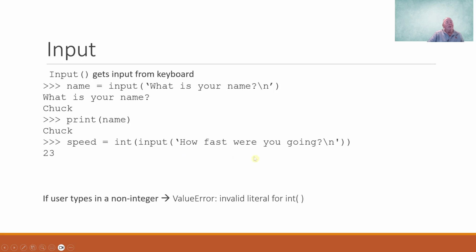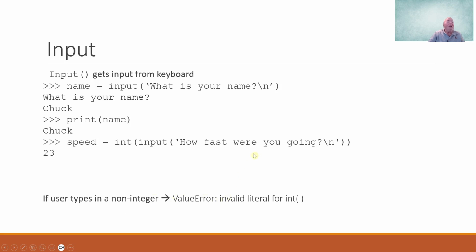So what do we do? We cast the result of the input function using the int cast that we talked about earlier. We say, okay, inside the parentheses, execute the input command. That's going to show up on the screen. The user will type something in. That'll be returned as a string, but then cast to an integer, which means that the variable speed becomes an integer speed.